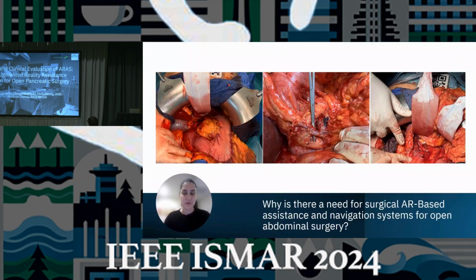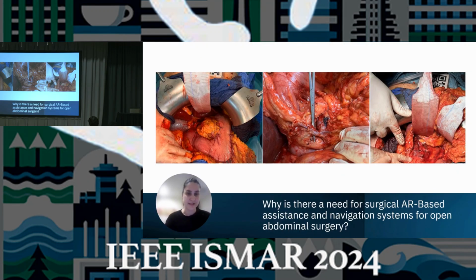First, I would like to talk about why there is an essential need for an assistance and navigation system in general for open abdominal surgery. From the left side to the right side, you see images from the operation field, the left side being the beginning of the surgery and the far right side being the resection phase. These photos are captured from the surgeon's perspective. The short message here is that at the beginning of the surgery, the surgeons are not able to visualize any important vascular system or any essential structures associated with that type of operation.